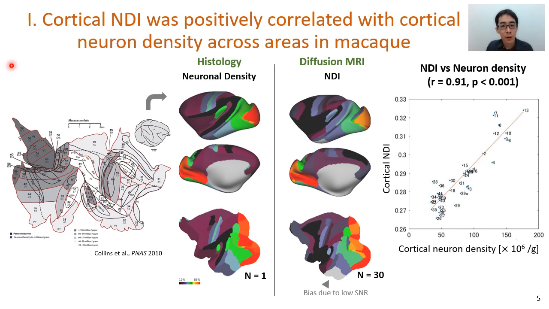Here's the result of comparing cortical NDI with neuron density across cortical areas in macaque. The left panel shows the original map of Collins' macaque cortical neuron density, which is mapped onto our macaque average surface map. The same procedure was applied to the macaque average NDI map, and we found similar cortical distribution, excluding the anterior temporal area, which had high susceptibility artifacts. A strong correlation was found between cortical NDI and neuron density across cortical areas, with a correlation coefficient over 0.9.